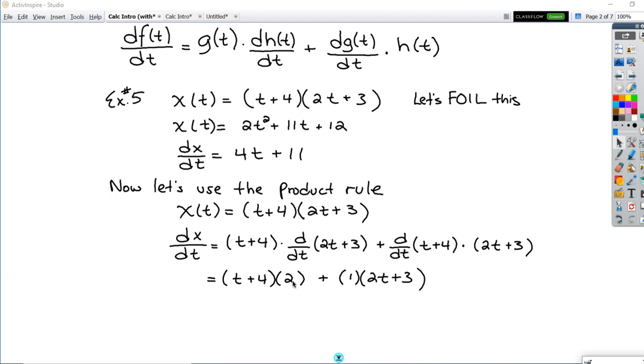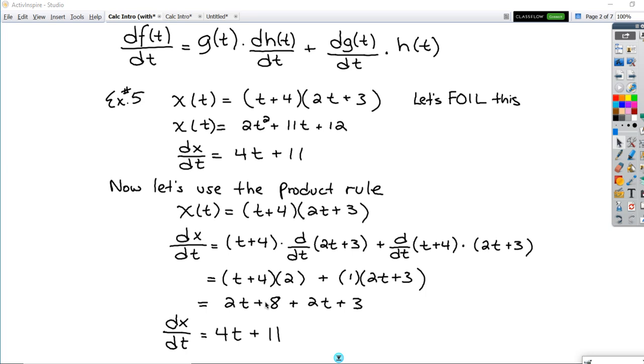The derivative of 2t plus 3 is 2. So you get the first function times 2, plus the derivative of t plus 4, which is just 1, so you get 1 times the second function. Simplifying, you get 2t plus 8 plus 2t plus 3. 2t plus 2t is 4t, and 8 plus 3 is 11. The derivative is 4t plus 11.